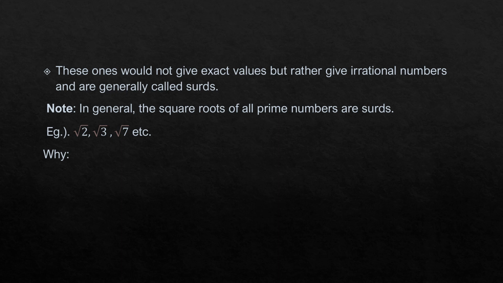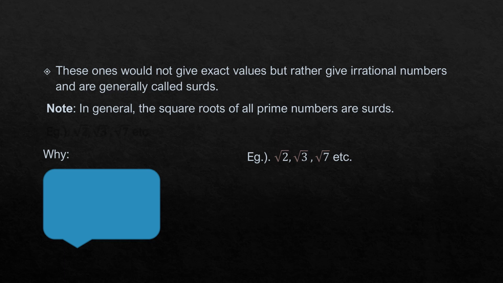This doesn't mean that the square roots of prime numbers are the only sets. There are some composite numbers which also have sets as their square roots. But all prime numbers have their square roots to be sets, for example the square root of 2, the square root of 3, the square root of 7, etc. So why do we see square roots of all prime numbers as sets? Post an answer in the comment field below. I'll be expecting your answers.